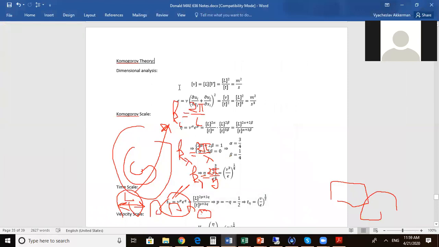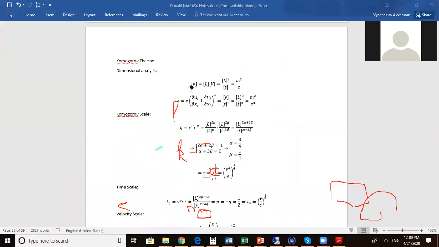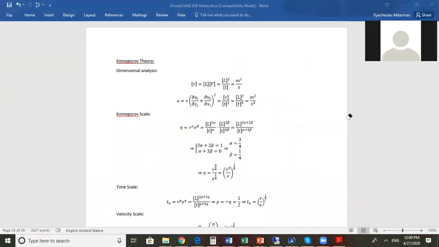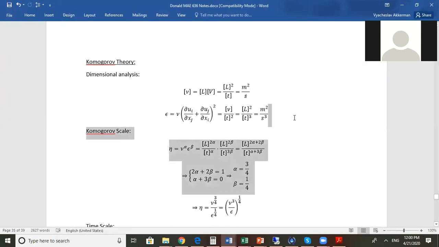Let's see. What Kolmogorov theory says is that you have, okay, I should actually erase this. Like a blackboard, interesting. Okay, so what are we going to do here? Basically, what we have is viscosity and energy dissipation. What are the units of energy dissipation? Do you see my screen here? Let me increase it a little bit.